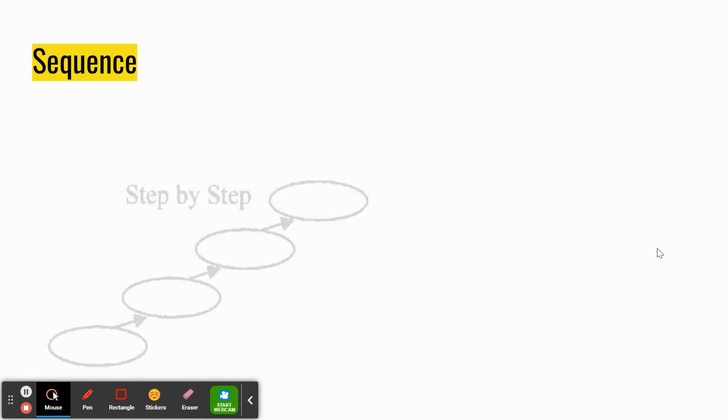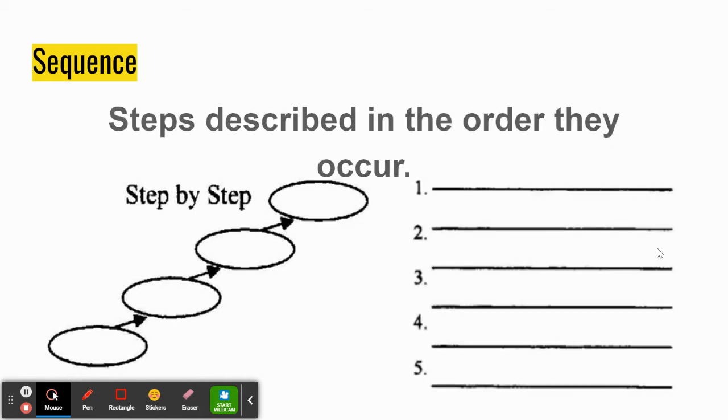All right. Next one we have is sequence. So all you have to write down for sequence is steps that are described in the order they occur. Okay, so go ahead and type that. Steps described in the order they occur.